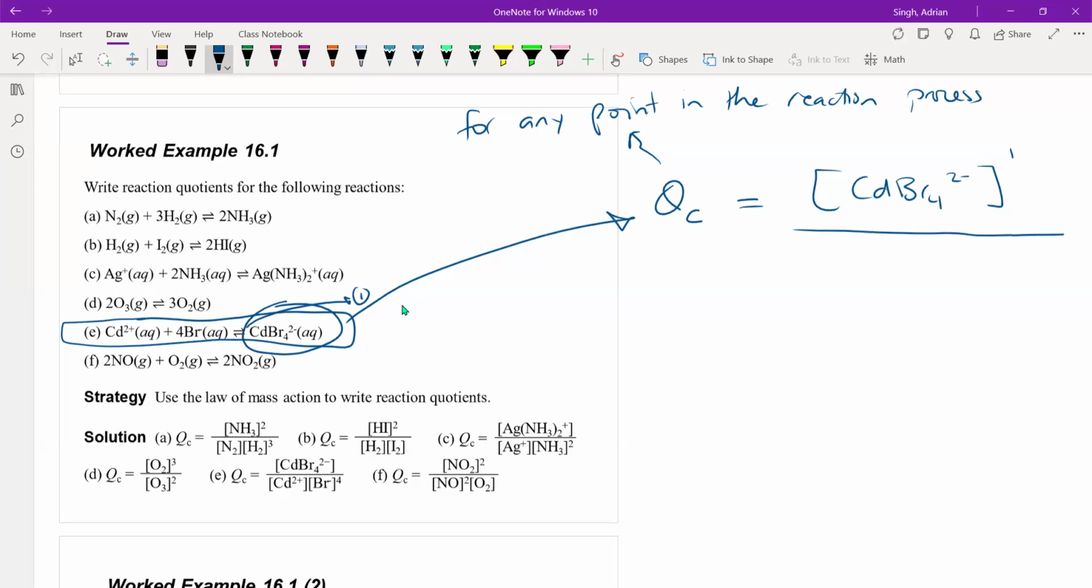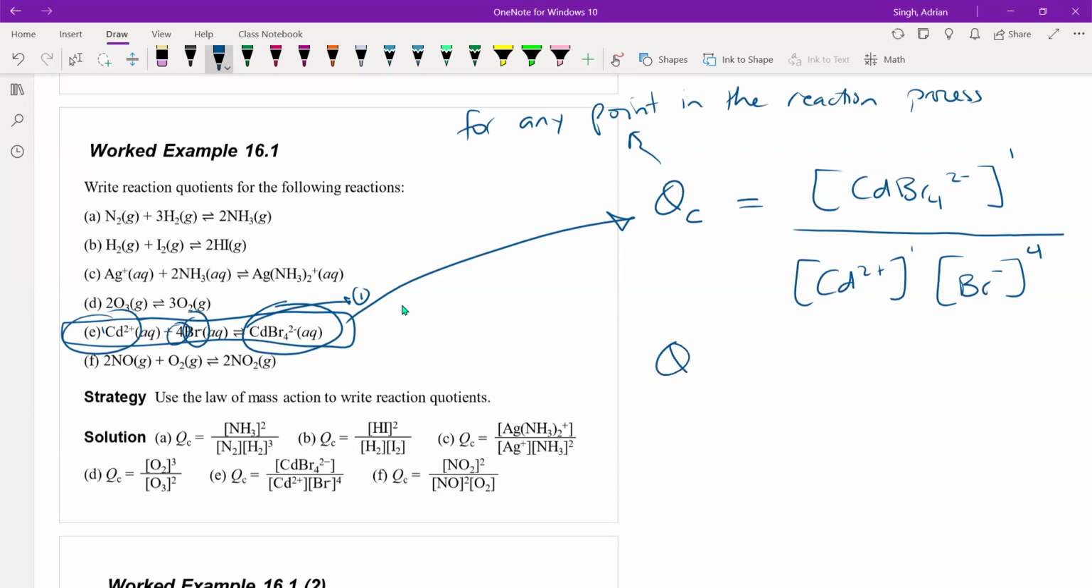Now divided by the reactants, so I have my cadmium ion, Cd2+. The coefficient for the cadmium here is 1. And then times the concentration of the other reactant, we have the bromide. So that's Br minus. Okay, and then the coefficient there is 4. So it becomes to the 4th power. Okay, and that's all that it is.